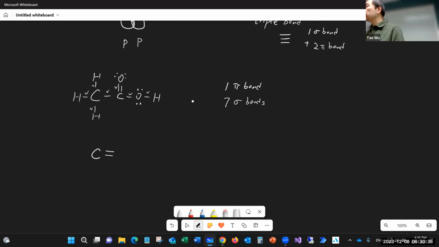Most of the time, this is just to show the organic compounds for you. Those are all organic compounds.